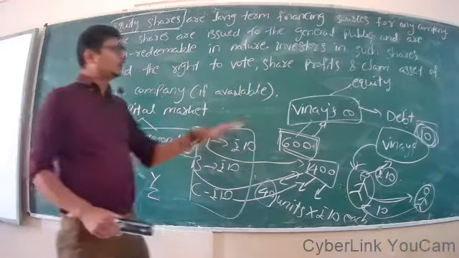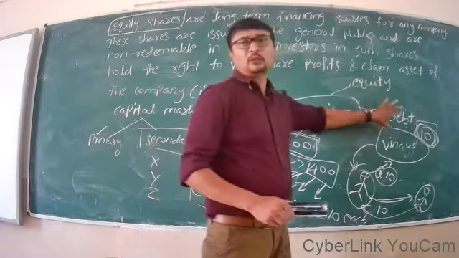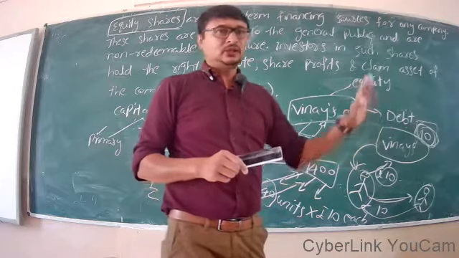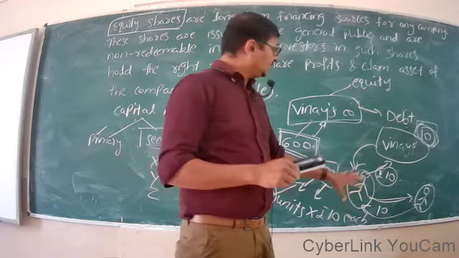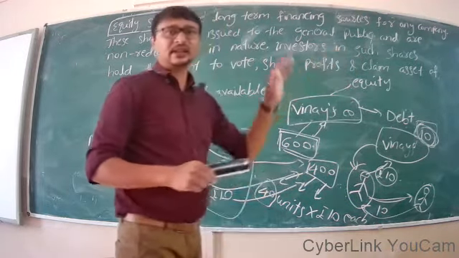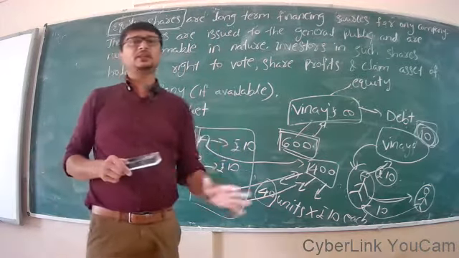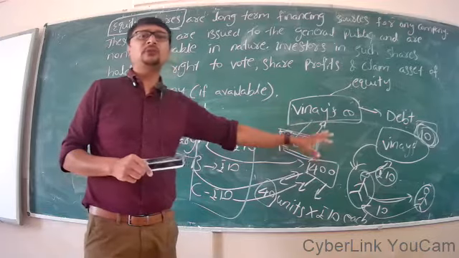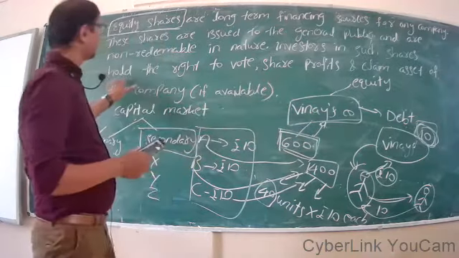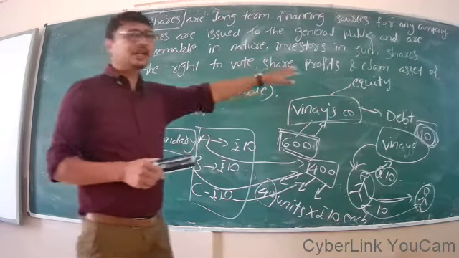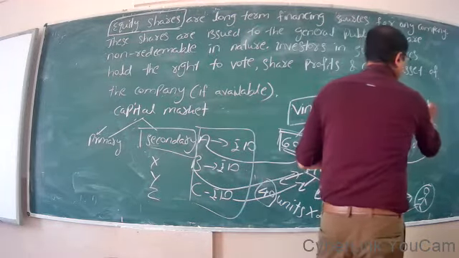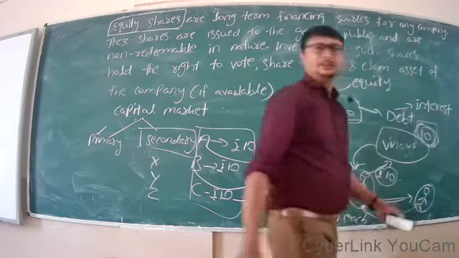But what happens if I issue shares or if I borrow from a bank? If I issue shares, that means I am giving partnership to these 40 people. When these 40 people have invested in this company, they may participate in the decision making process of this company, because now they have become partners, now they have become owners, part of ownership. That is why they hold the right to vote and share profits. What happens if I borrow from a bank? I have to pay periodical interest and part of the principal amount also.